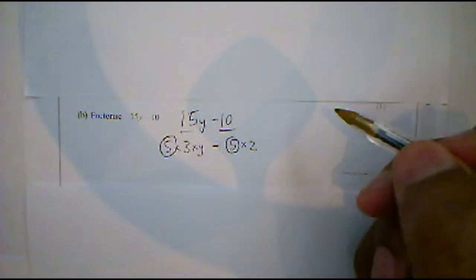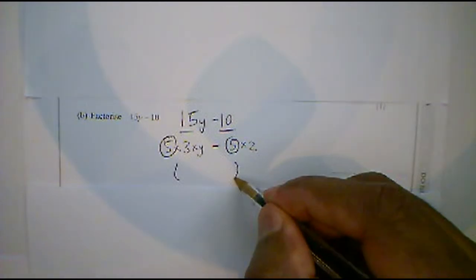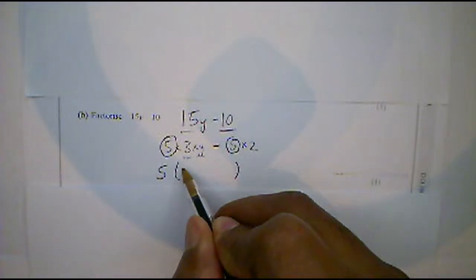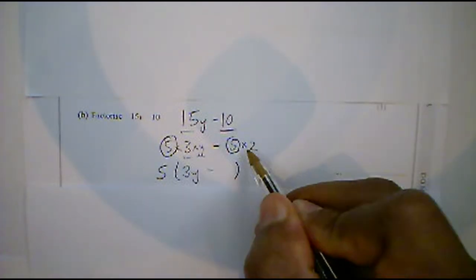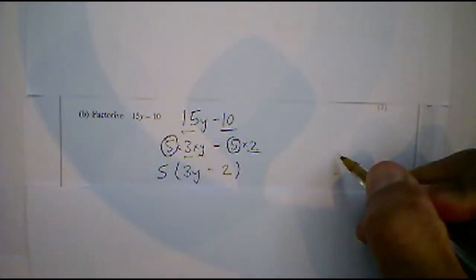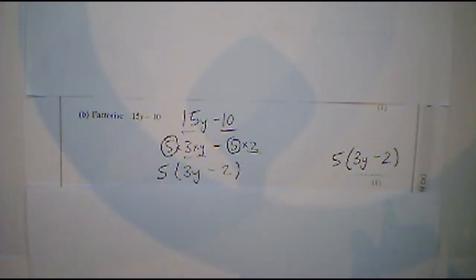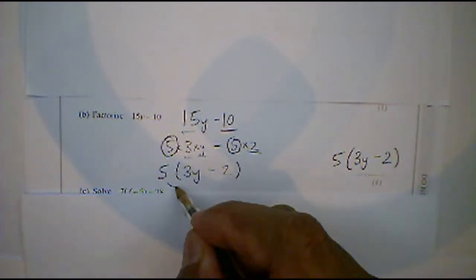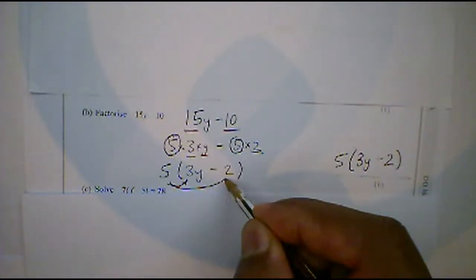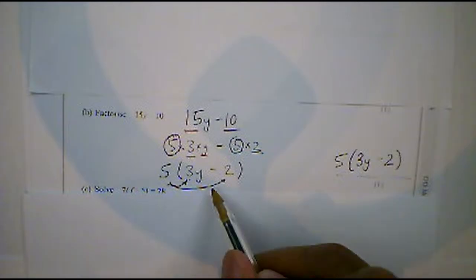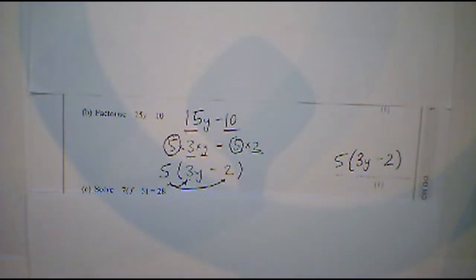So I've got 5 here, and I've got 5 there. I put brackets on the outside, and so the 5 goes on the outside. I'm left with 3y here, take away, and I've got 2 here. So my final answer is 5 brackets 3y take away 2. And again, when you have time, just double check by expanding. 5 times 3 gives me 15y. Then you've got 5 times minus 2 gives me minus 10. Okay, so well done if you got that correct.